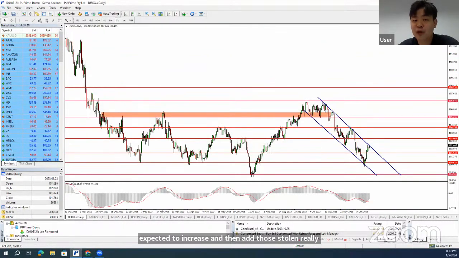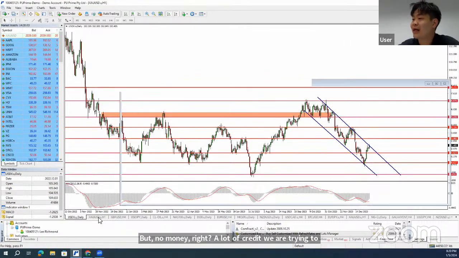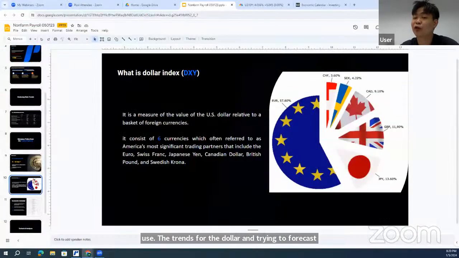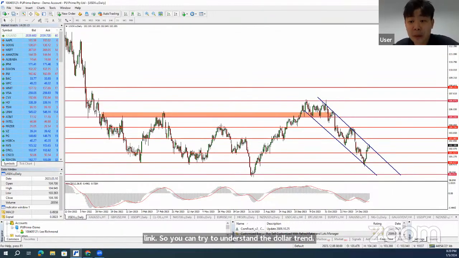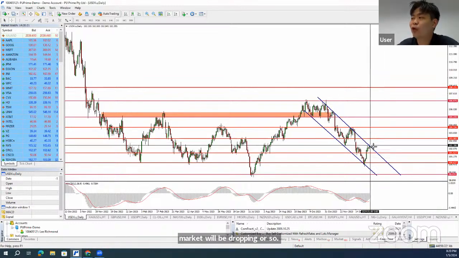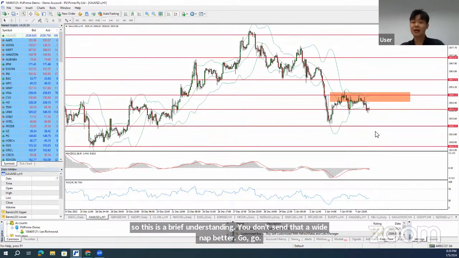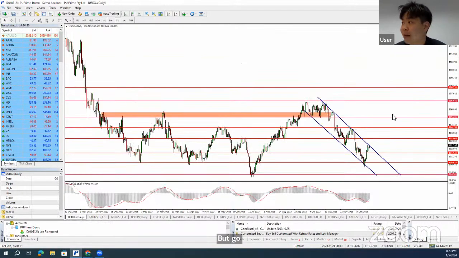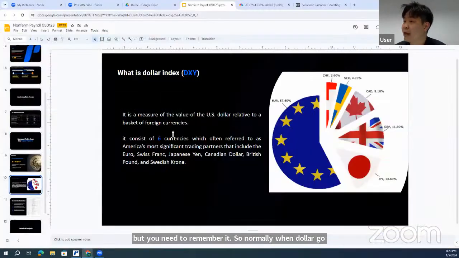Normally, a lot of traders will use the trend of the dollar to forecast other assets like gold. Gold is the main thing investors will try to link. So you can try to understand the dollar trend and then link it towards gold. When the dollar increases, it increases the probability that the gold market will be dropping also. So don't ask why, when NFP data is better, the dollar goes up but gold goes down. Their relationship is negatively correlated. You need to remember it. Normally when the dollar goes up, the gold price should be dropping. So this is the relation.